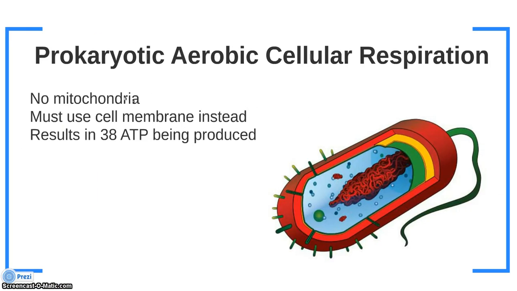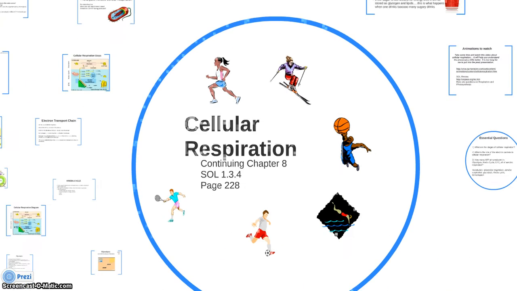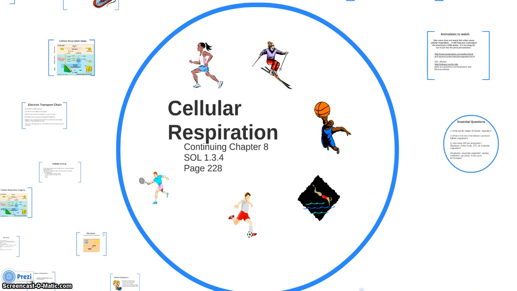Prokaryote aerobic cellular respiration. Well, they don't have a mitochondria, so they actually just use their cell membrane as a pump, and they end up making 38 ATPs. And that ends your aerobic respiration notes.